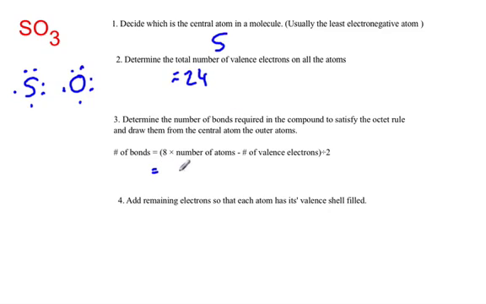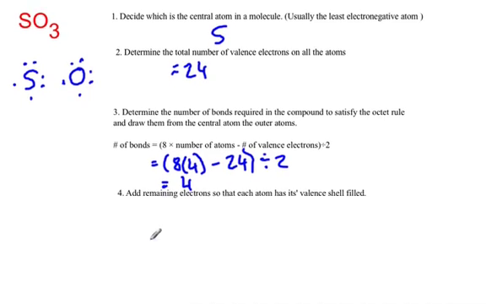And so the number of bonds that we're going to have to form is going to be 8 times 4 minus the 24, the number of valence electrons, divided by 2. And this comes out to be 4 bonds. And so now we've got 4 bonds between the 4 atoms.